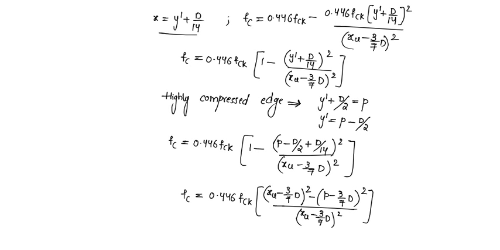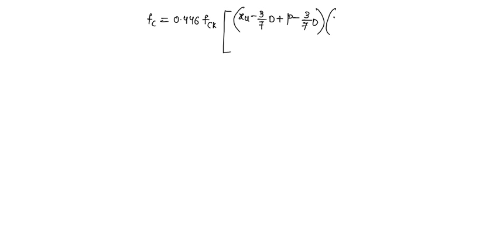This can further be simplified as in the numerator it is a square minus b square formula, that is a plus b into a minus b. So 0.446 fck into a plus b value, which is Xu minus 3/7 of D plus p minus 3/7 of D, into a minus b value, which is Xu minus 3/7 of D minus p plus 3/7 of D, by the denominator Xu minus 3/7 of D whole square.